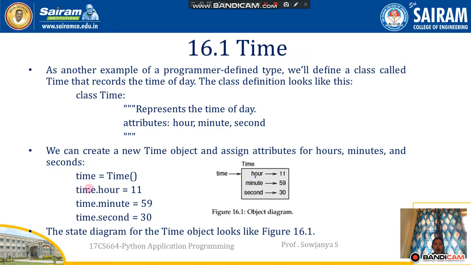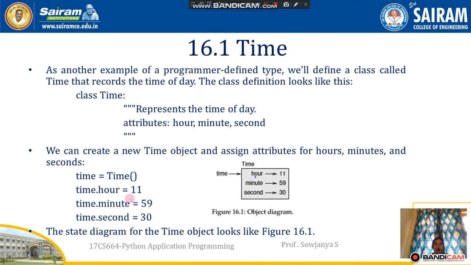You create the variable time, and then you create the new time object, that is, time. Now you allocate the values for these attributes. What are the attributes we have? Hour, minute, and second. time.hour is equal to 1, time.minute is equal to 59, and time.second is equal to 30.